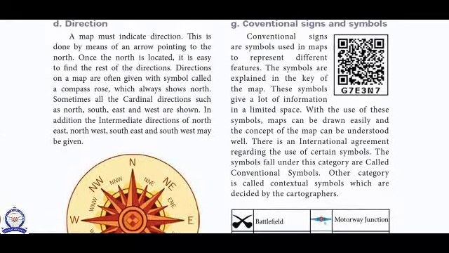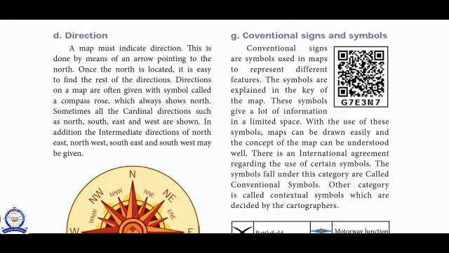The next one, the last one, is conventional signs and symbols. Conventional signs or symbols are used in maps to represent the different features. The symbols are explained in the key of the map. These symbols give a lot of information in the limited space. With the use of these symbols, maps can be drawn easily and the concept of the map can be understood well.